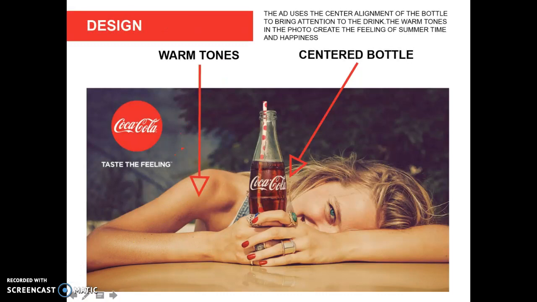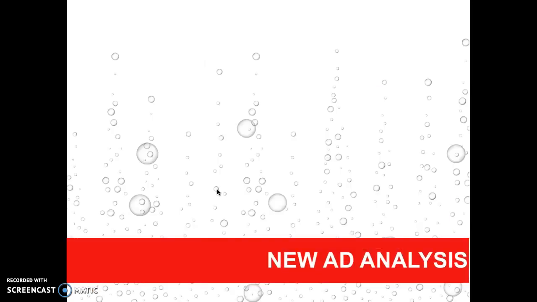So the whole design of this ad was pretty smart, I think. They put the bottle right in the center of the ad to really emphasize it and bring a lot of attention to it, which they want you to focus on because it's the product that they're trying to sell. And they also used a lot of warm tones in the design of this ad, which creates a feeling of summertime and happiness and just kind of letting go, which is the message that they were trying to convey.